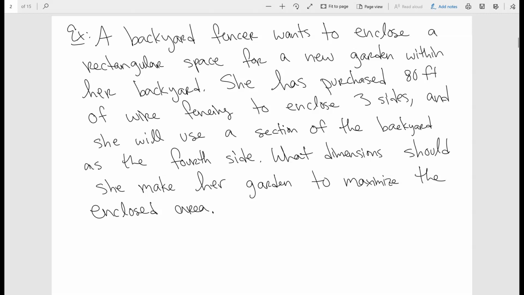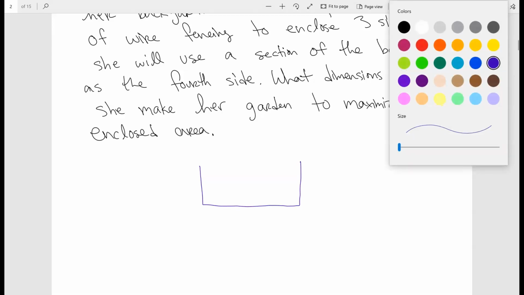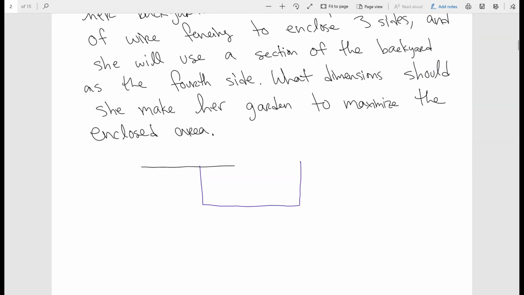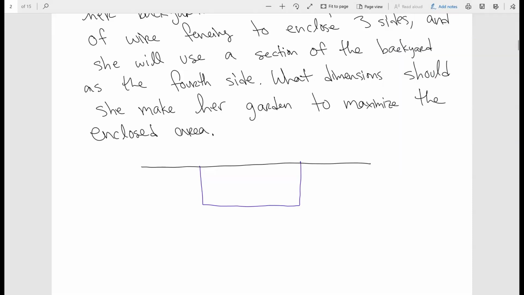Okay, so the first thing that you want to think about is let's try to draw a picture of what exactly all of this is. If you think about her garden, she's only going to use 3 sides that need fencing. So all of this needs fencing. The 4th side doesn't need any fencing at all. She's going to use part of her backyard, so she's trying to save some money. When you look at the word dimensions, it's basically telling you what the length and the width should be of this particular garden.